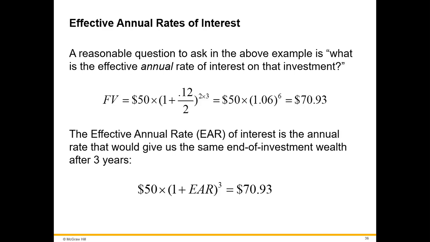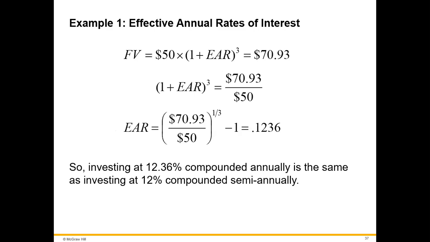The effective annual rate, or EAR we call it, is the annual rate that would give us the same end of investment wealth after 3 years. So we could create a formula by saying it's the present value times 1 plus EAR to the 3rd power equals 7093. So what we would do is exactly what you see there. Take 7093 divided by 50. We're just using our algebra here.